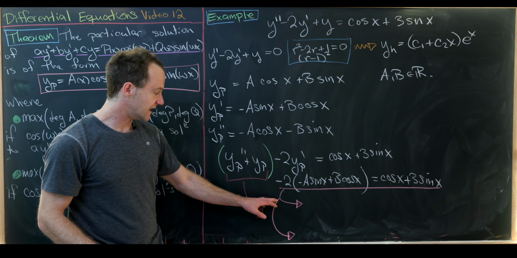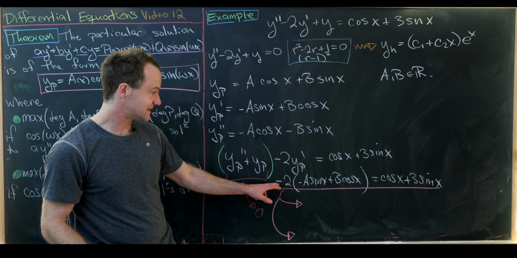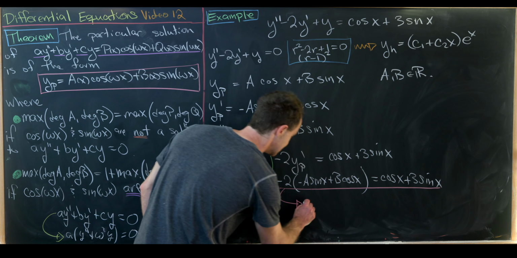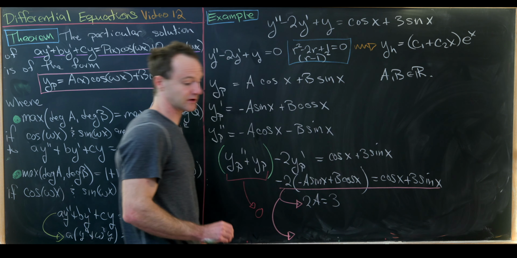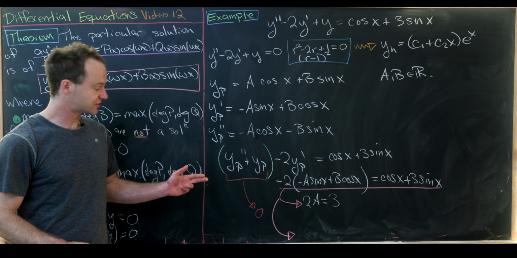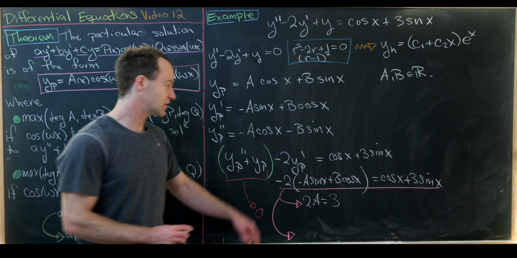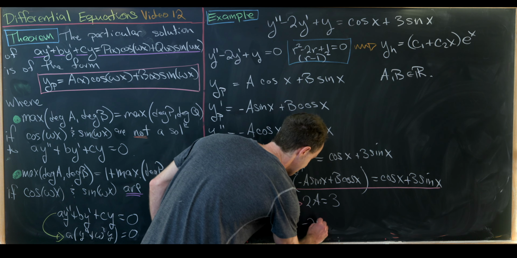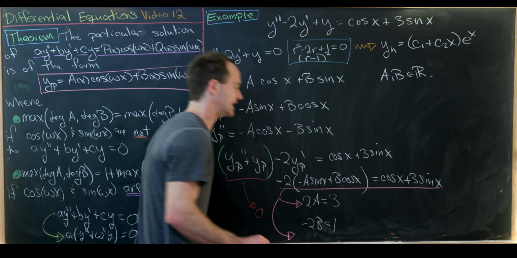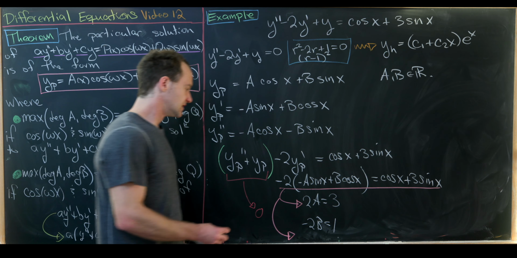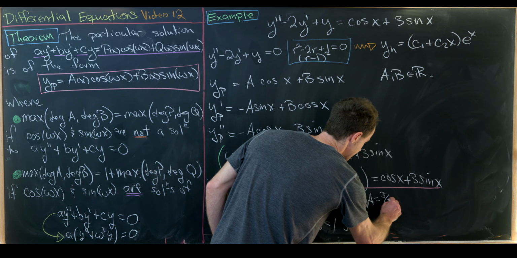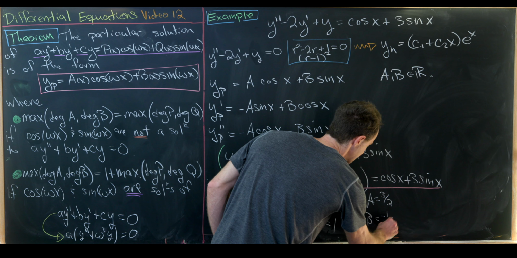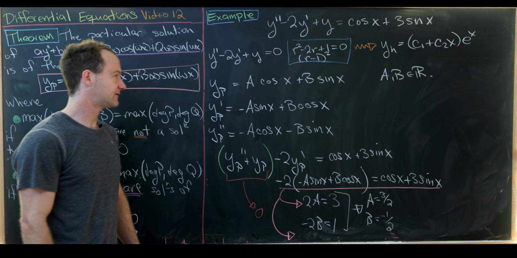Okay, so extracting the coefficient of sine from the left-hand side gives us 2 times a, and on the right-hand side we get 3. And then extracting the coefficient of cosine from the left-hand side gives us negative 2b, and on the right-hand side gives us 1. So we can easily solve that. We'll get a is equal to 3/2 and b is equal to negative 1/2.